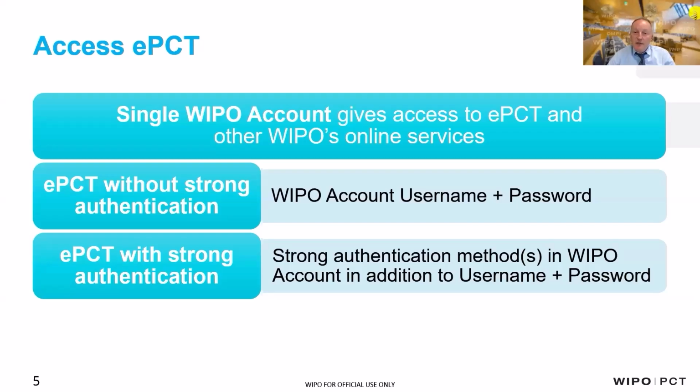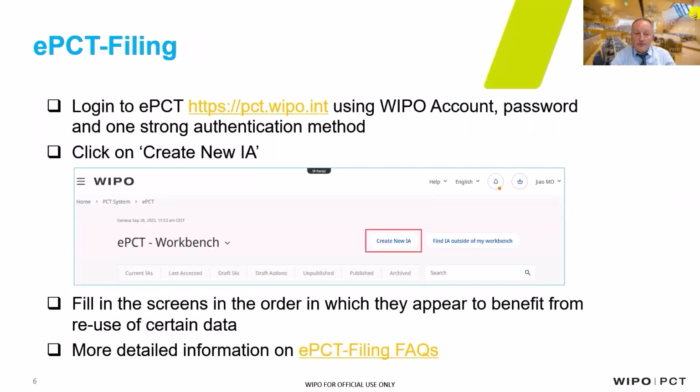Then in ePCT, you can log in without strong authentication, so meaning only with your username and password, and then you will be able to do some limited actions like the upload of documents to the IB only. As soon as you add a second factor of authentication, you will be able to sign into ePCT with strong authentication in addition to your username and password. And then you will be able to file international applications.